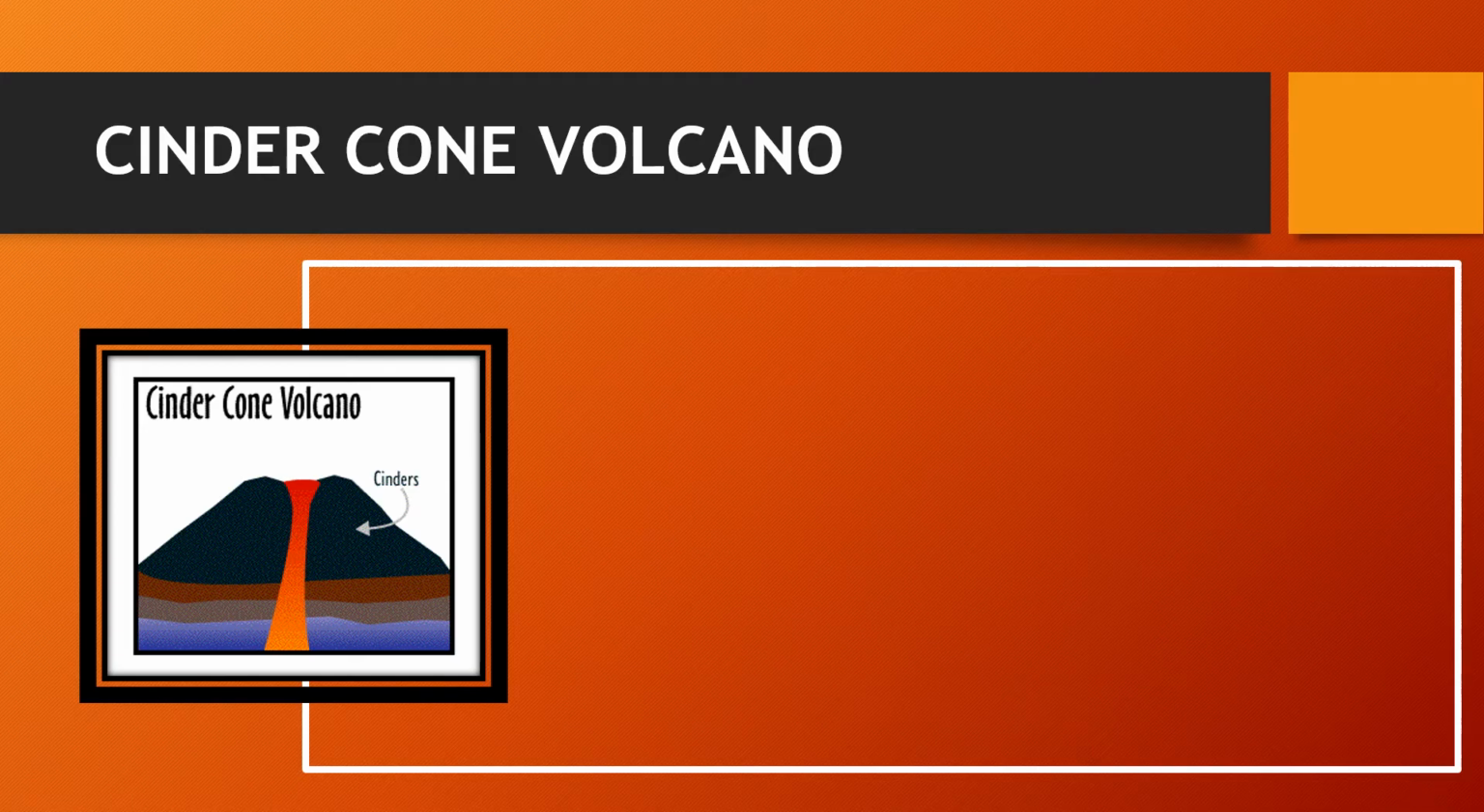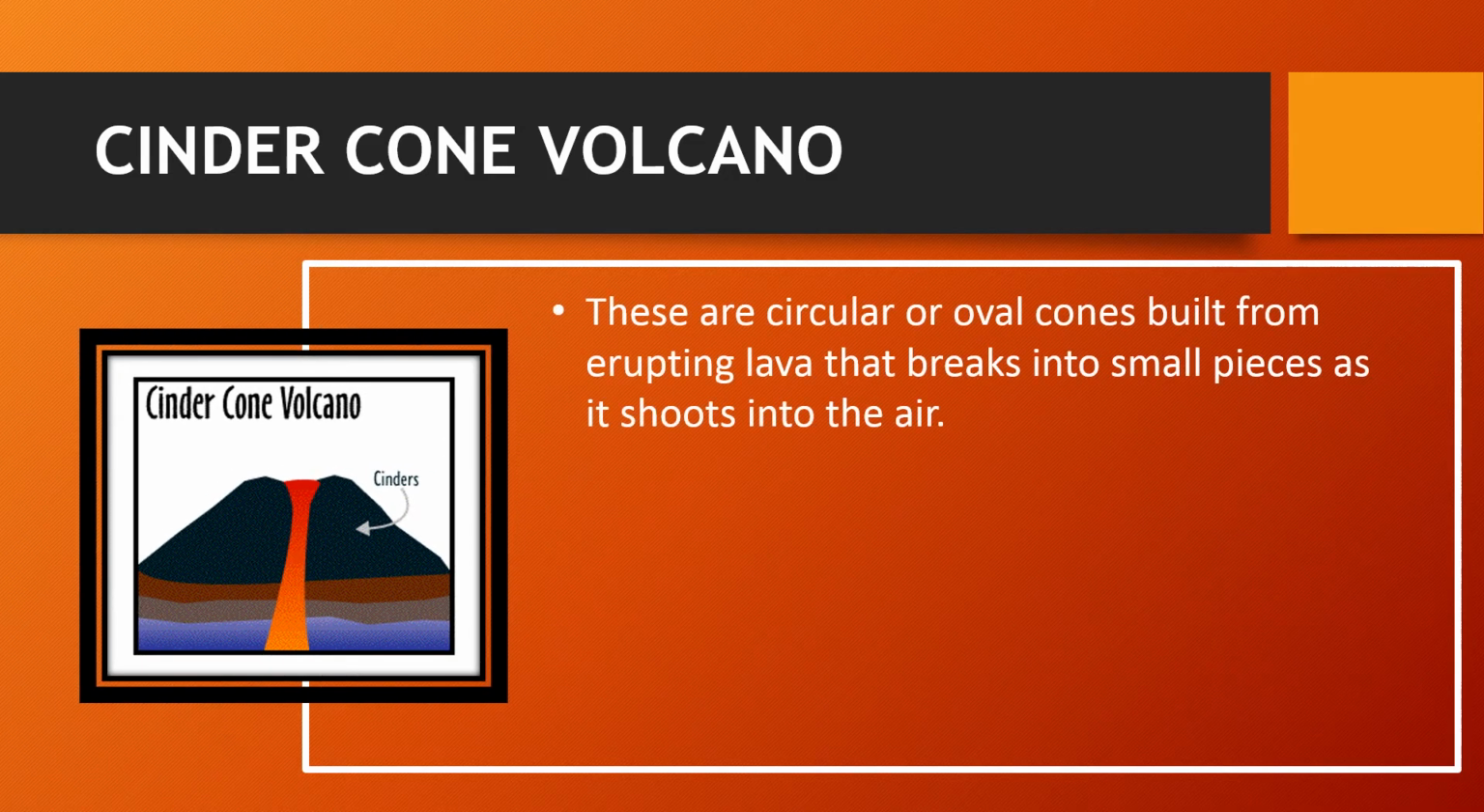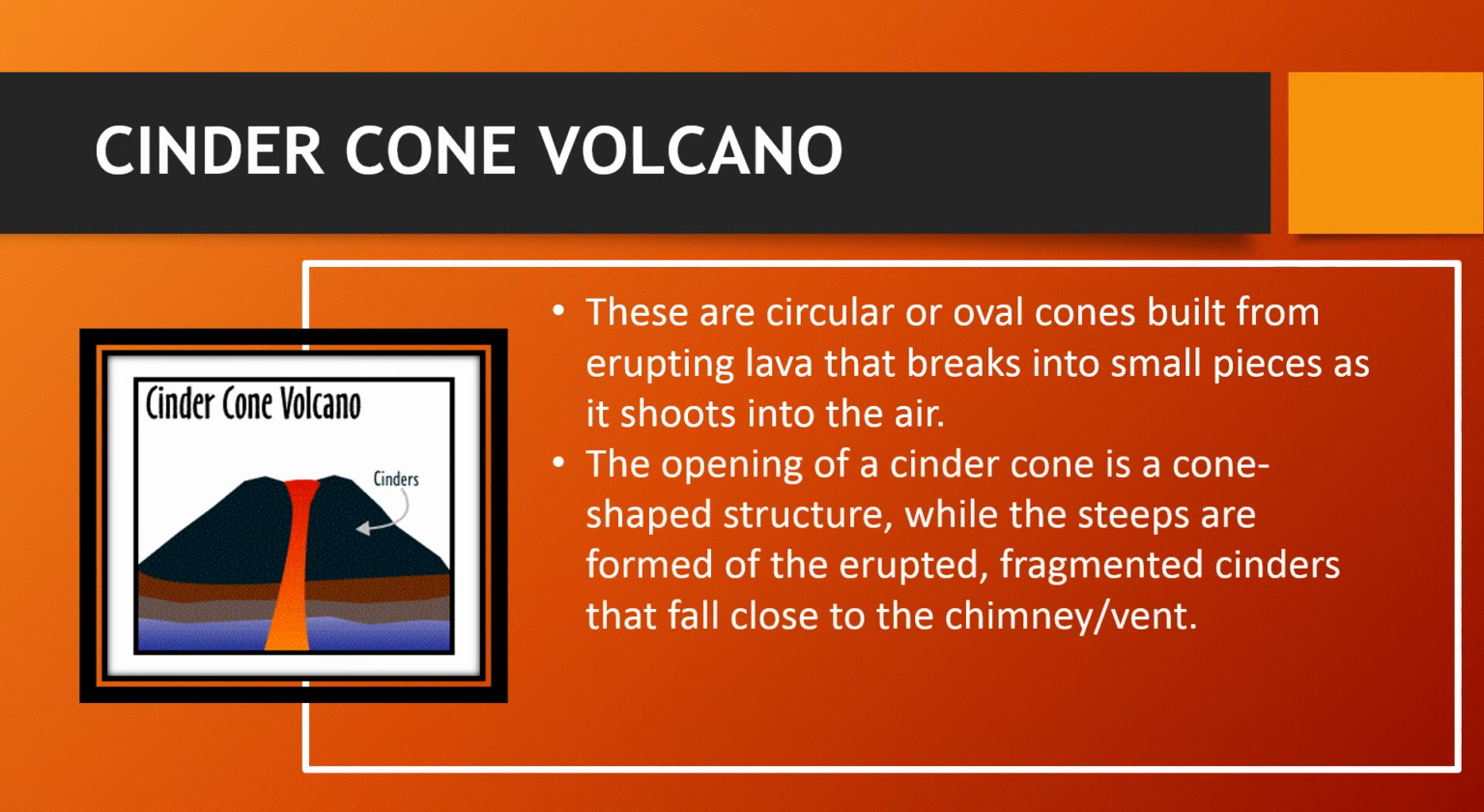Another volcano type is the cinder cone volcano. Cinder cones are circular or oval cones built from erupting lava that breaks into small pieces as it shoots into the air. The opening of a cinder cone is a cone-shaped structure, while the tips are formed of the erupted, fragmented cinders that fall close to the chimney or the vent. It is less dangerous compared to other types of volcano.